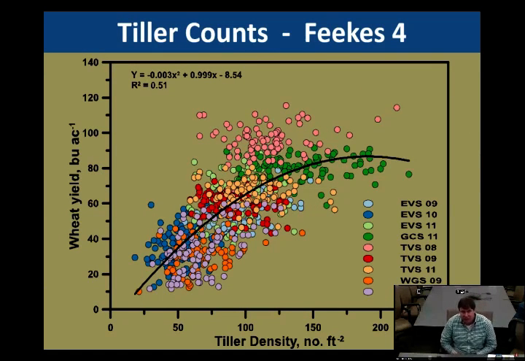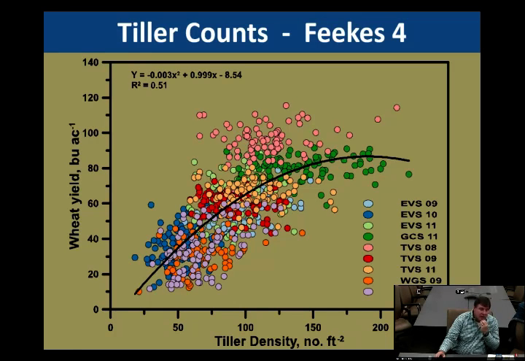When we take a look at tiller counts, like I say, we were trying to see if we could see any kind of relationship, and we looked at that compared to the wheat yields, and there is a relationship, but there's still a lot of variability there. I can explain about 50% of it, but notice how we'd like to see a maximum that occurs maybe more in this range. Our maximum occurred way over here, probably maybe 175 tillers per square foot, which is really a large number.